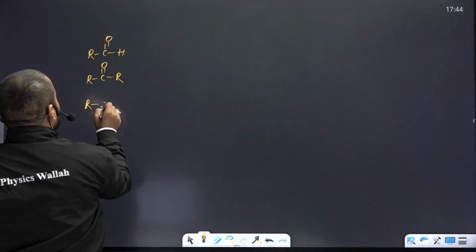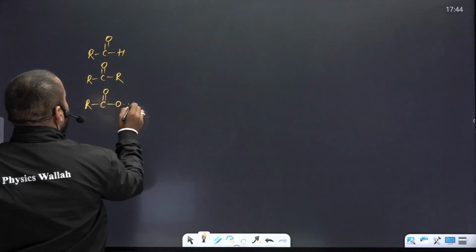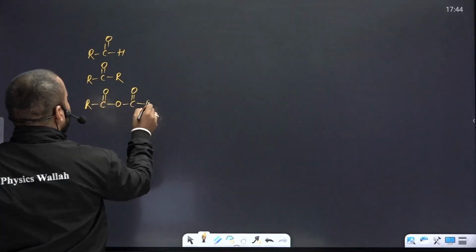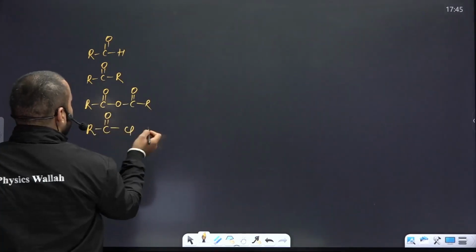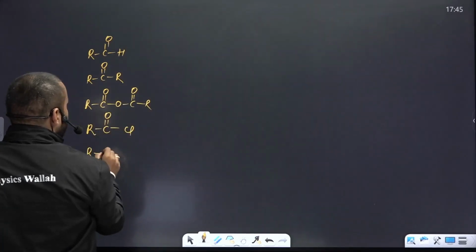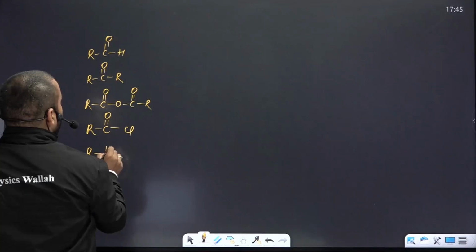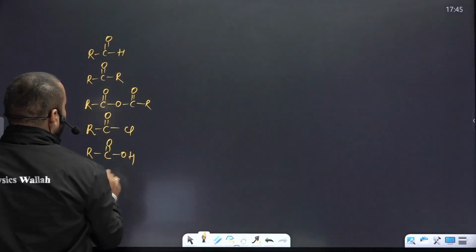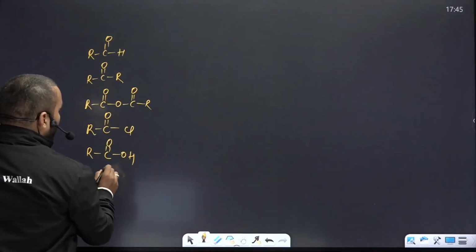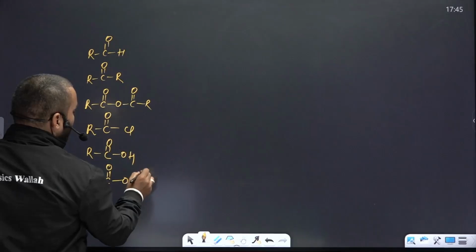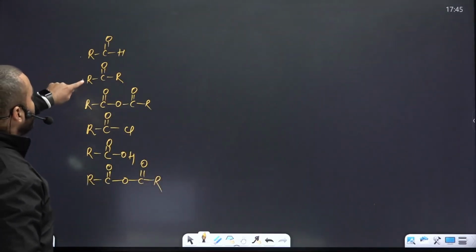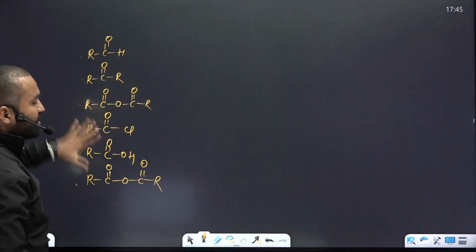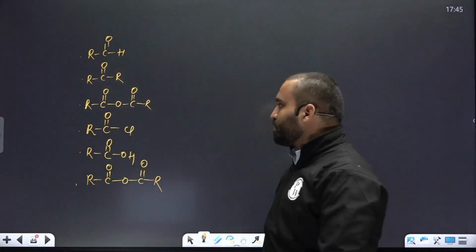We had to discuss reactions of acid anhydride. We had to discuss reactions of RC double bond O X, in particular Cl. We had to discuss reactions of RC double bond O OH. We had to discuss reactions of RC double bond O C double bond O R. So many reactions, so many molecules. We have covered 1, 2, 3, 4, 5, 6 molecules, 6 functional groups in today's lecture, everybody.